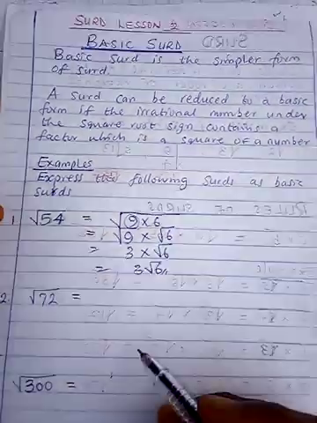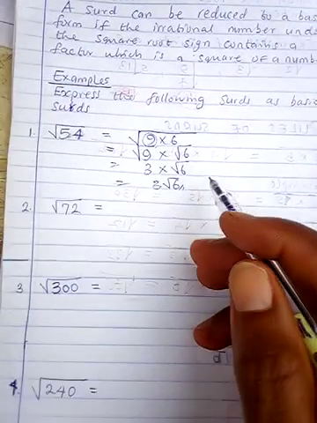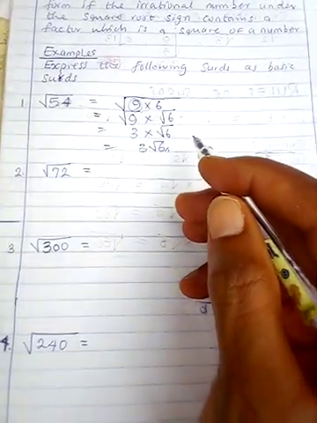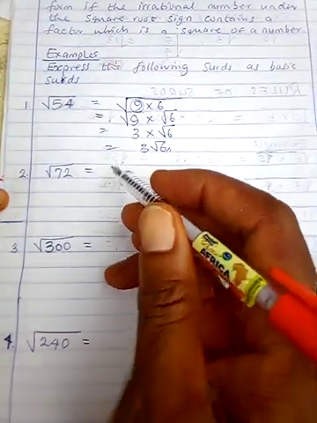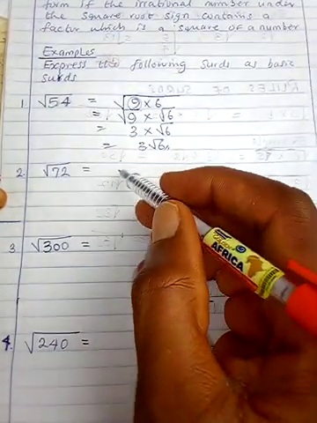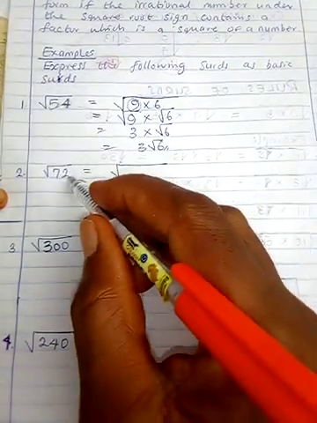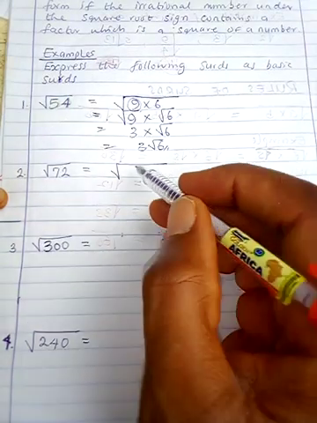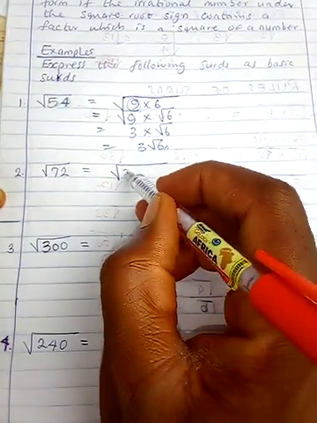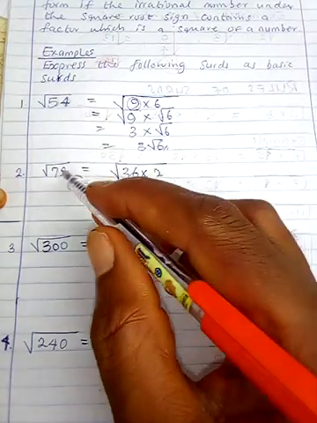Now we have another example here, which is number 2. This one talks about the surd of 72. How do we simplify this? We are going to find the product of numbers that is going to give us 72, and one of those numbers must be a perfect square. So which number is that? We can look for 36 times 2. If you multiply these two numbers, it is going to give us 72.